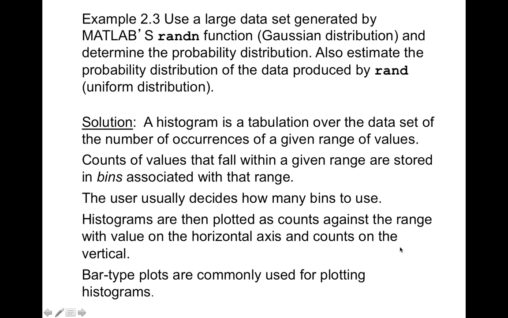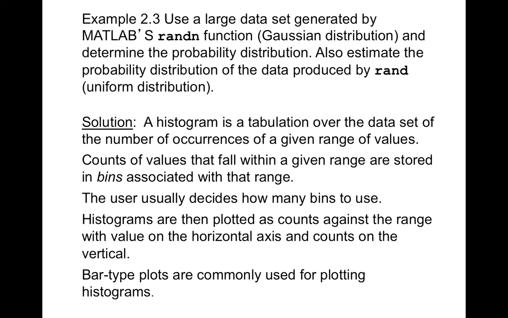As an example, you can use MATLAB to generate a Gaussian distribution and determine the probability distribution. You can also estimate the distribution of the data produced by the RAND function, which gives you a uniform distribution. A histogram is a tabulation over a data set of the number of occurrences of a given range of values. If you have a value that falls within a given range, it's stored in a bin associated with that range. Let's say, for example, our range is from 1 to 10, and we have 1,000 numbers that are generated between 1 and 10.